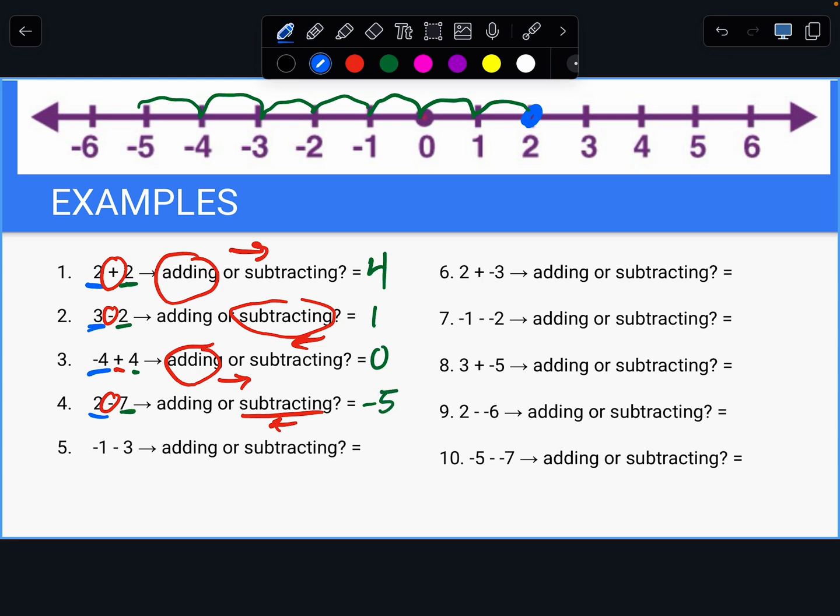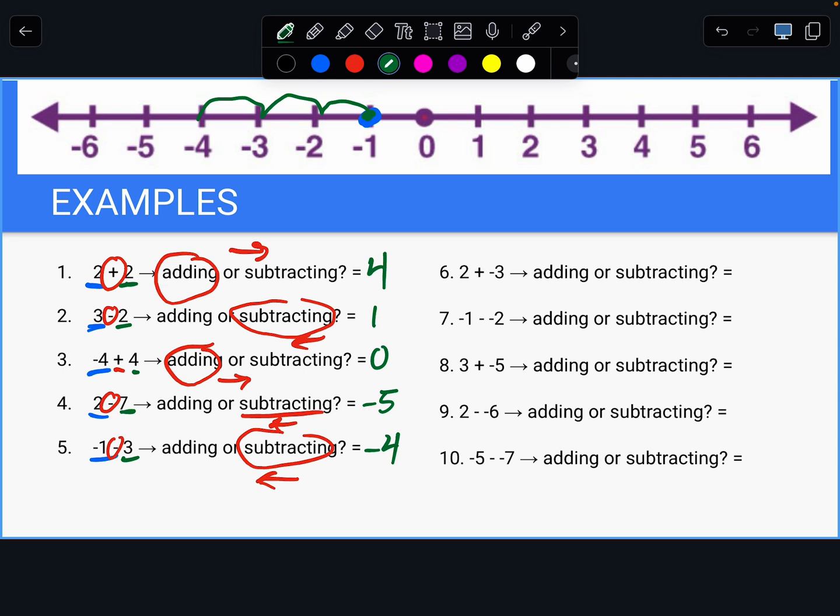Okay. One more time, starting over. We start at negative 1. There's negative 1. Are we adding or subtracting? We are subtracting. That means we go to the left. How many times are we going to the left? We're going to the left 3 times. So we start at negative 1, go to the left 1, 2, 3. We end up at negative 4.